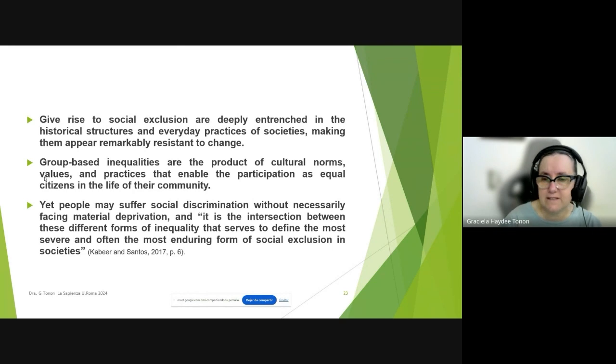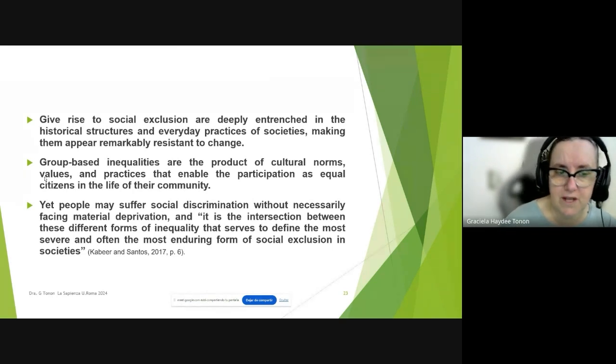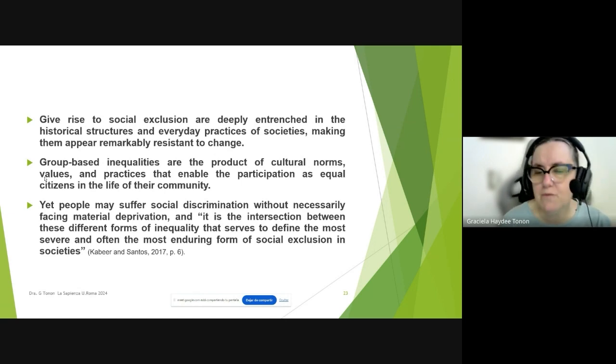And this is a textual phrase from Cavier and Santos: it is the intersection between these different forms of inequality that serves to define the most severe and often the most enduring form of social exclusion in societies.